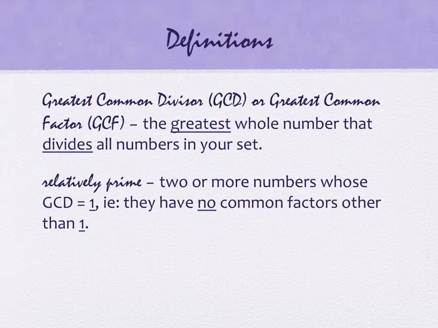So greatest common divisor, or greatest common factor is another word for it, is the greatest whole number that divides all the numbers in your set. I'll just go ahead and read the next one too, and then we'll talk about that one. Relatively prime. Relatively prime are two or more numbers whose greatest common divisor is 1, i.e. they have no common factors other than 1.